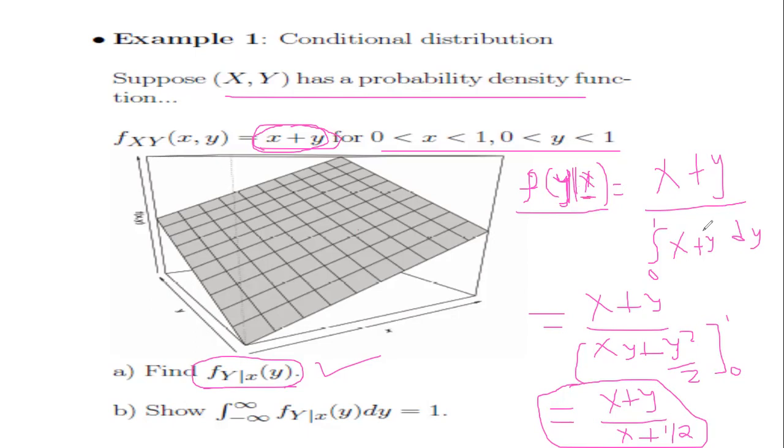Is it clear? Sir? Ji? Sir, why did we integrate the marginal here? Why did we take the integration? I am not understanding this. Actually, if you come to class, you will understand easily. We integrated because this function x plus y is the joint PDF, right? Joint PDF means it is for both x and y variables together. If I have a marginal, it means you are finding it over just one variable.